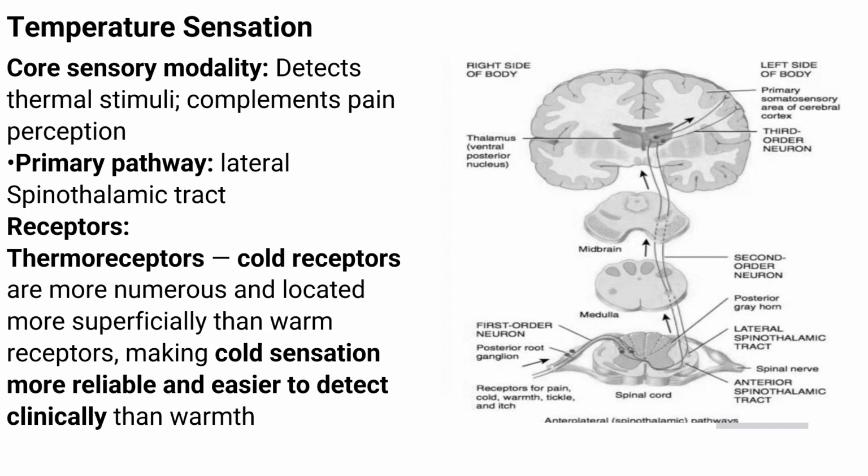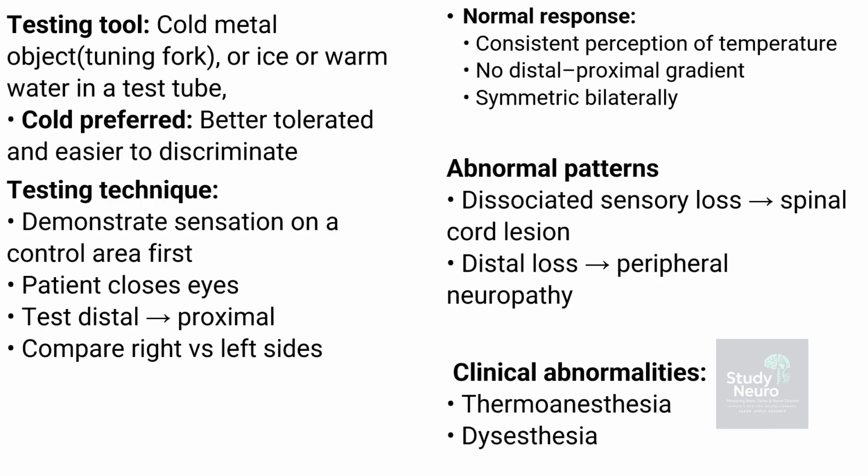This is because cold receptors are more numerous and located more superficially than warm receptors, making cold sensation more reliable clinically. Before testing, demonstrate the sensation on a control area so the patient knows what to expect. Ask the patient to close their eyes, then apply the stimulus lightly. Test distal before proximal, and always compare corresponding areas on the right and left sides, watching carefully for asymmetry or altered perception. A normal response is consistent and accurate identification of temperature, with symmetrical sensation and no distal proximal gradient.